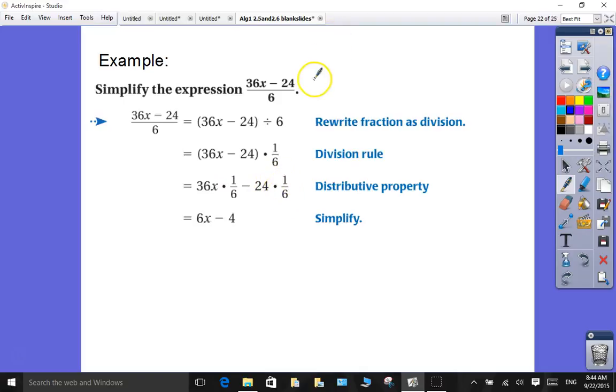Eventually we get to the point where we just say, if there's more than one term in the numerator and there's one term in the denominator, then you just write it as 36x divided by 6 minus 24 over 6. If there's only one term in the denominator, you can just split it up, divide every term in the numerator by that. That's essentially what they get to. 36x divided by 6 is 6x. 24 divided by 6 is 4.